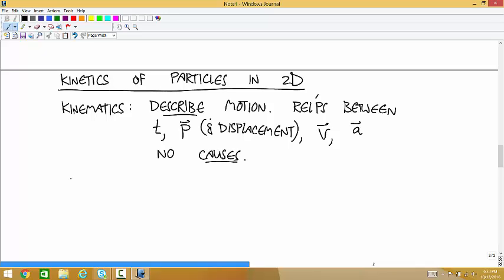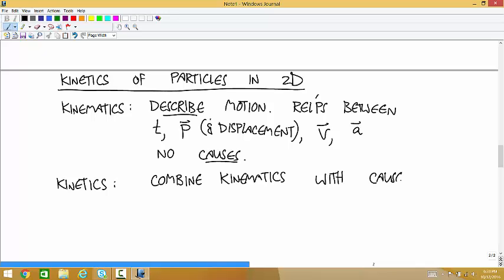So now with kinetics, we're getting into the causes of the motion. So we're going to combine kinematics. We still are going to use all those same kinematic quantities, but we're going to combine it with the causes of the motion. And those are force and mass. And later we'll talk about energy, but we're not going to do that right now.